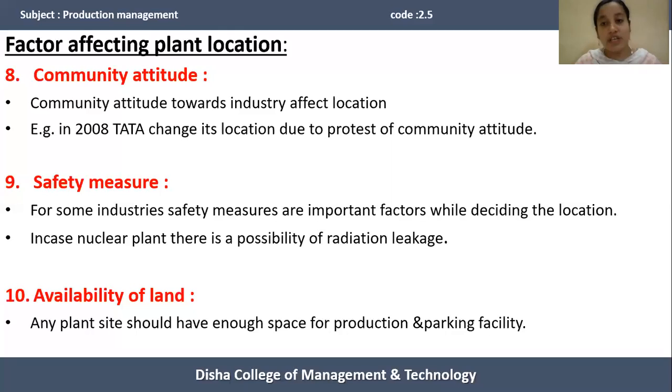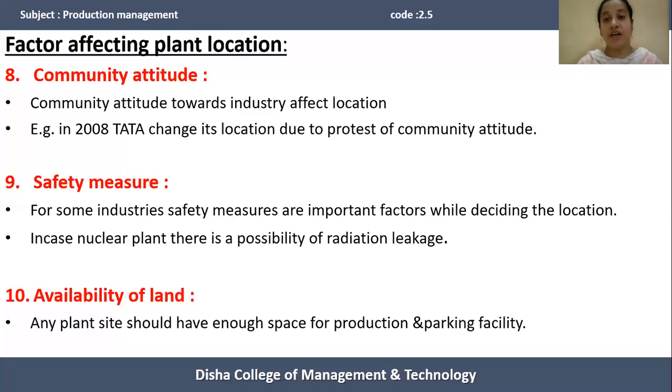So plant location is very important. Identification of a good location for the plant is a very crucial factor, a very important decision. The industrialists have to consider various factors while deciding the plant location. These are the various factors the industrialists have to consider. If they consider these factors while deciding the location of a plant, then we can say that the location is a good or ideal one, and that gives maximum operating benefits to the organization.